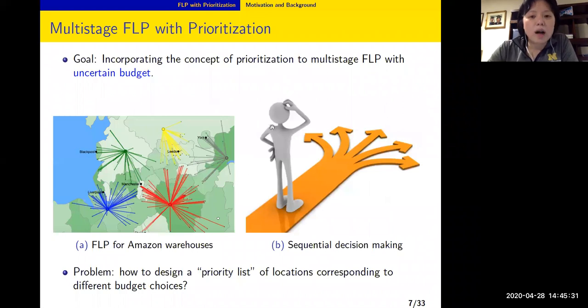So then we would like to incorporate that priority list concept into the multi-stage facility location problem. And for the decision, you can think about Amazon, they are trying to allocate their warehouses globally.